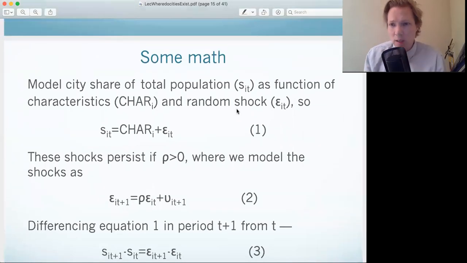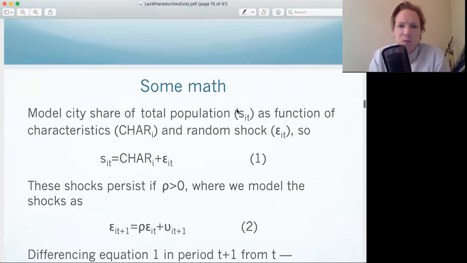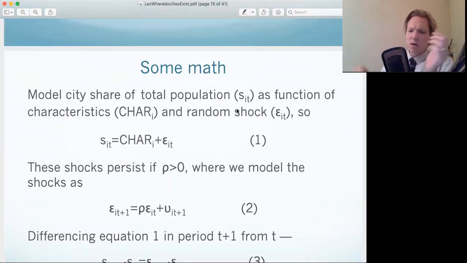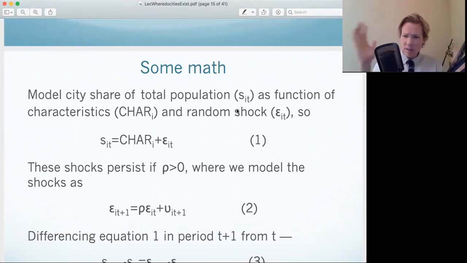All right, so let's get into some fun math here. We're trying to model where cities come from, and we have this idea that location really matters.